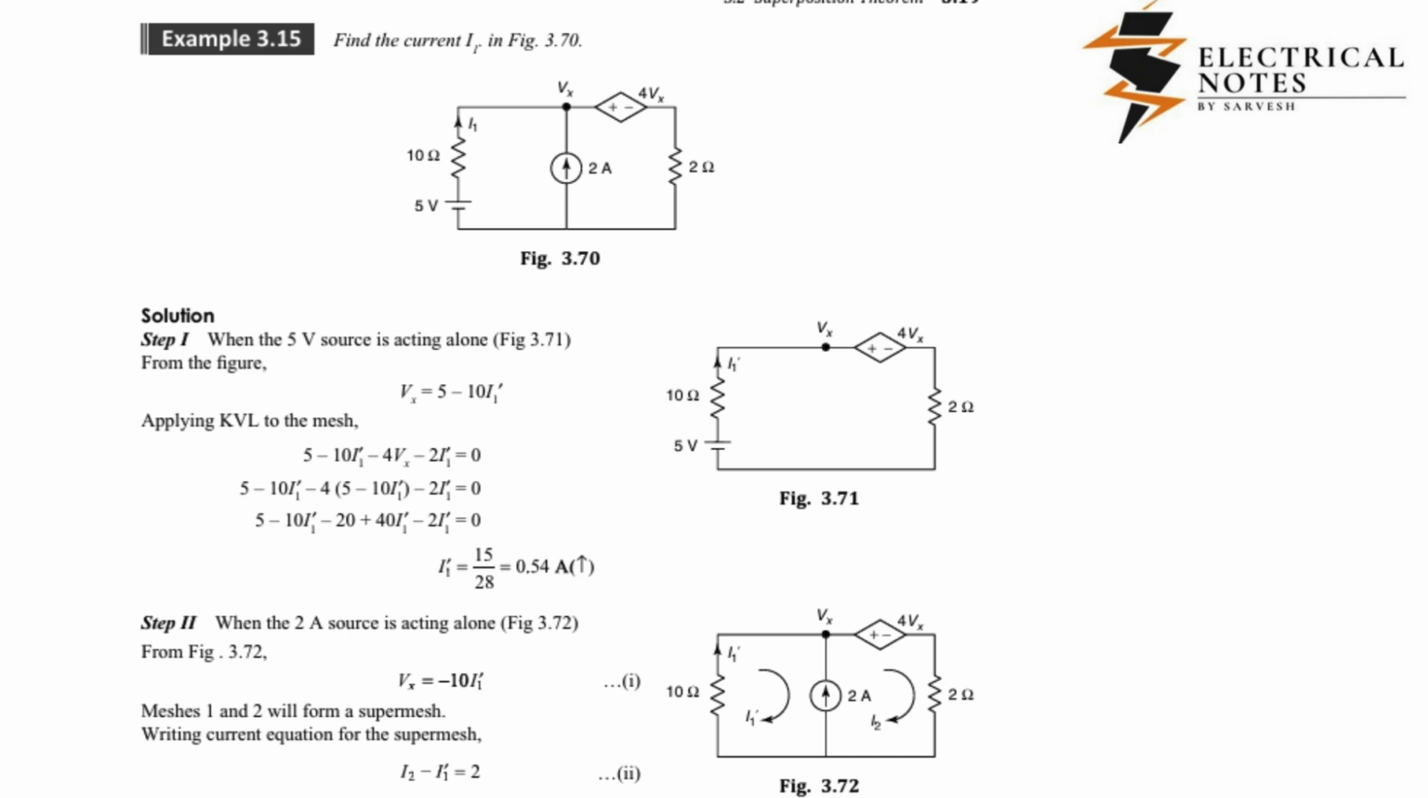I1 equals 15 over 28 A. Step 2: when the 2A source is acting alone, figure 3.72.